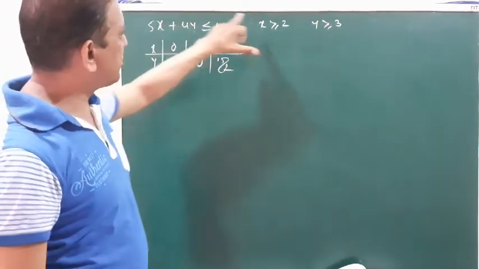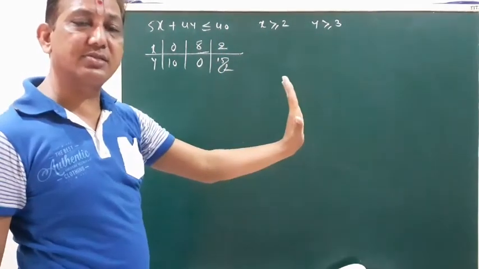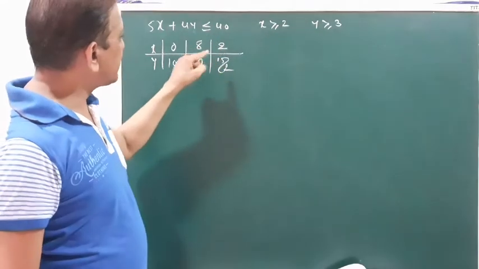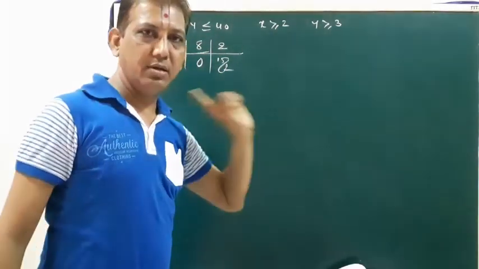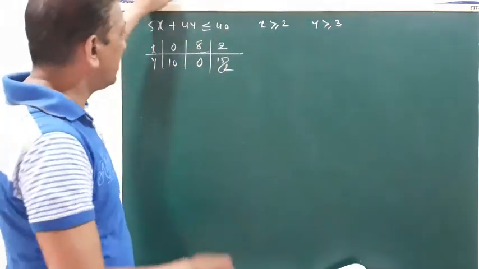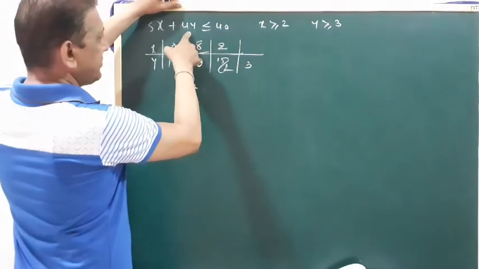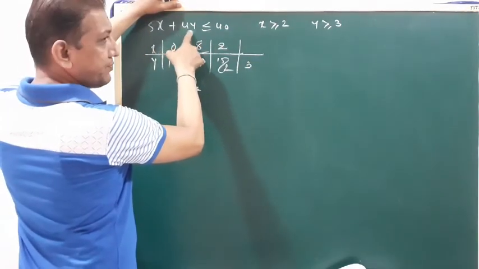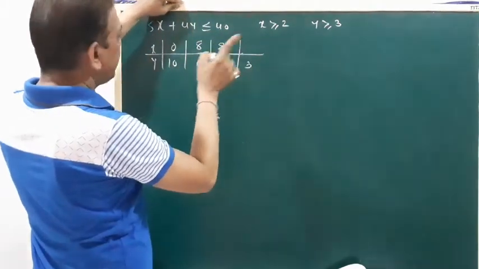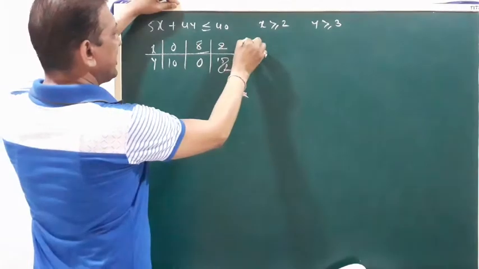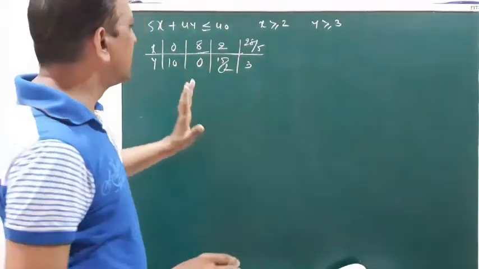That means the intersection of these two lines: this line x equal to 2 is a vertical line parallel to the y axis. So these two lines intersect at the point 2 and 15 by 2. Okay, this line y equal to 3 is a horizontal line parallel to the x axis. Now put y equal to 3 here. 4 threes are 12. 40 minus 12, 28. 5x equal to 28, x equal to 28 upon 5. Clear? Okay.